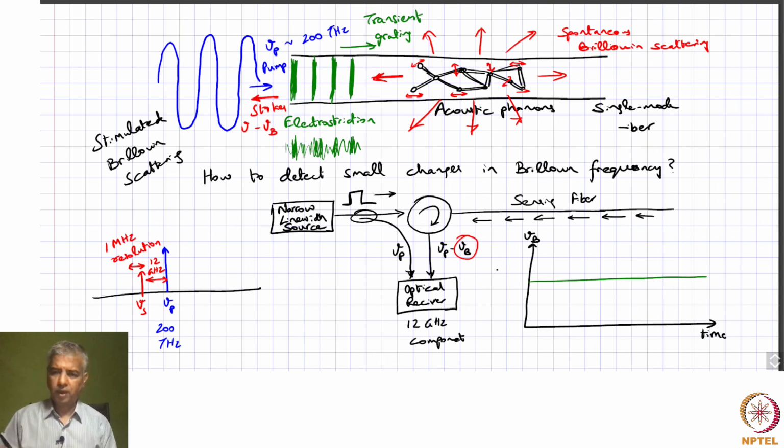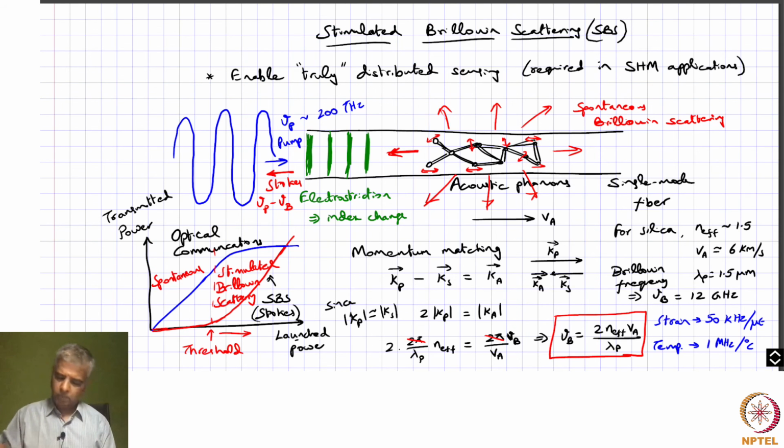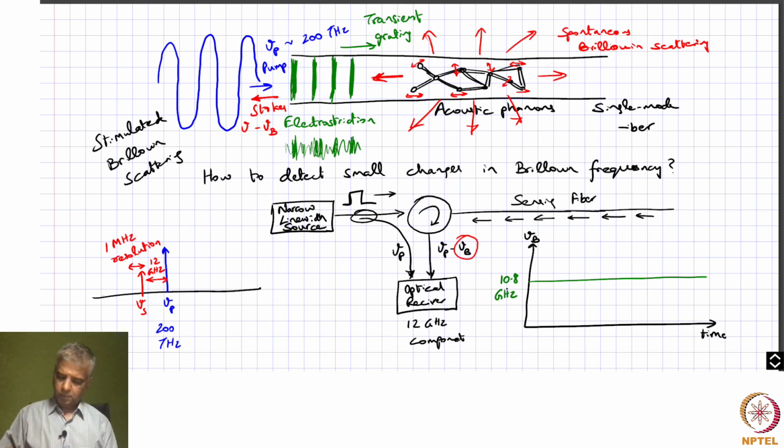In silica fibers, in standard single mode silica fibers, this works out to be about 10.8 gigahertz. We calculated it for 12 gigahertz, but that is just a rough number. If you go to standard single mode fiber, refractive index about 1.46, this value will be lower because of that, and also this pump wavelength is typically around 1550 nanometers. So, if you look around there, it would be about 10.8 gigahertz. And essentially what we are looking for is perturbation around that.